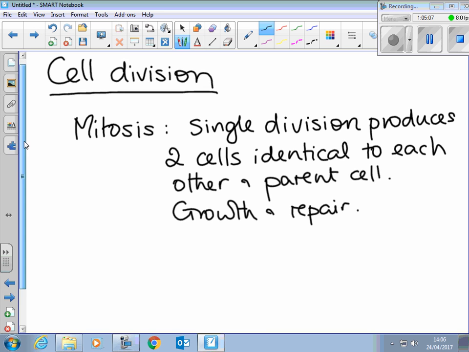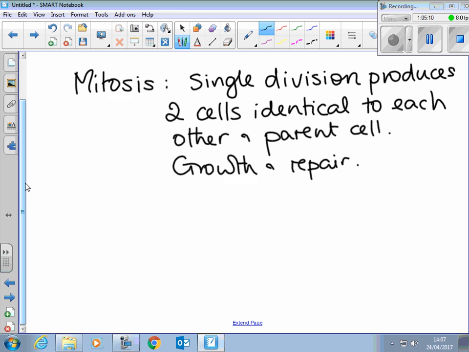The other sort, for producing reproductive cells or gametes, is called meiosis. Now, those two words are painfully similar. I can never really find a way of helping people remember which one's which, apart from mitosis has got the word toe in it. So think body parts like a toe. If you want to make more toes, you need mitosis. And meiosis has got an E in it, and it's E for eggs. That's the best I can do, I'm sorry.